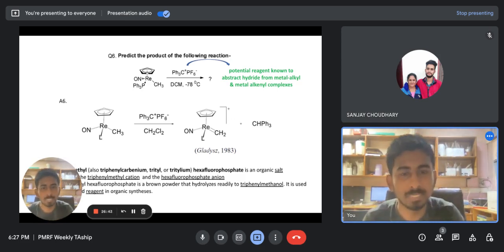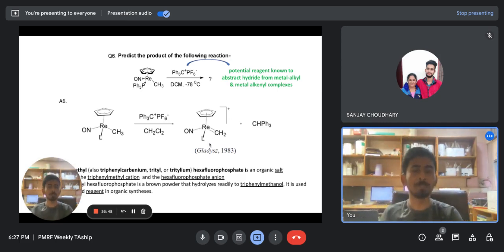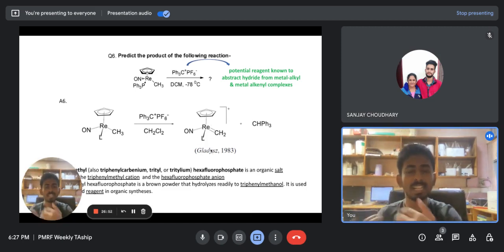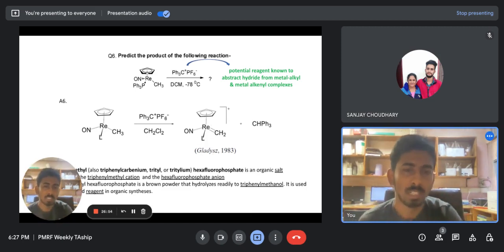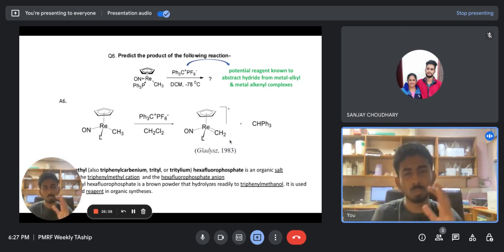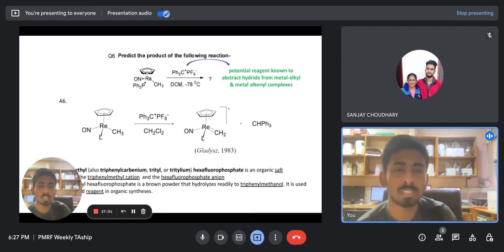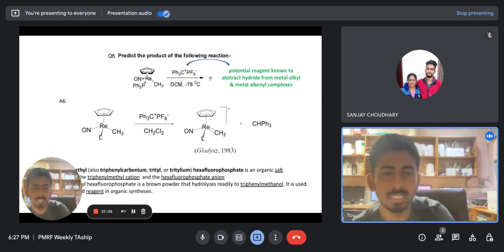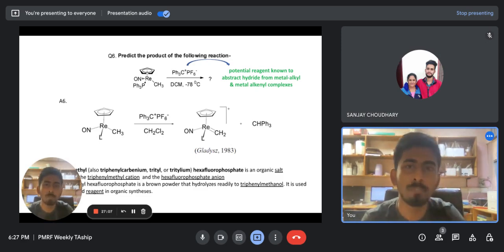NO by the help of its low lying pi star orbital, and this PPh3 by the aid of its P-C sigma star orbital. Here the metal center is indicating towards the formation of the Fischer type of carbene, but the carbon, its organic part, is pointing towards the Schrock type of carbene. So that's why it is called an intermediacy between the Fischer and the Schrock type of carbene compounds.